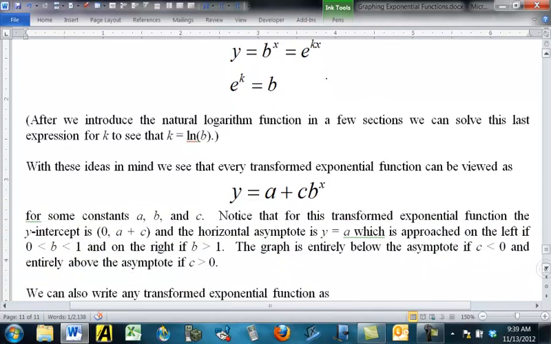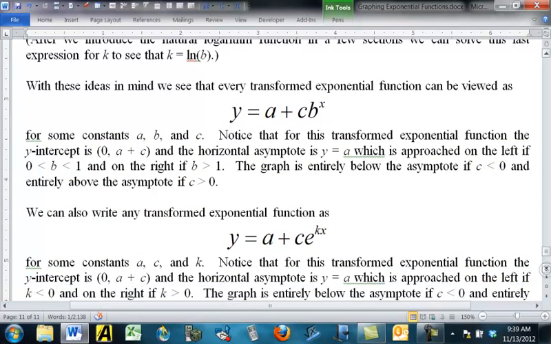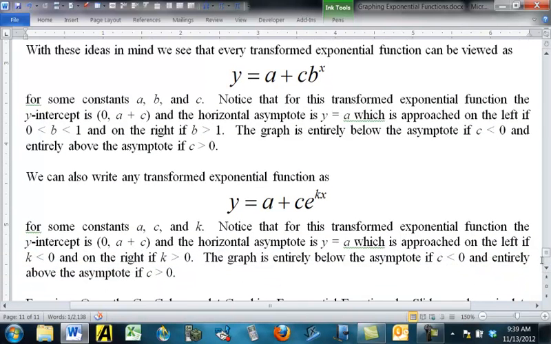Okay, now let's take some of these ideas and put them together. Well, it turns out that every transformed exponential function, we could write it this way: y equals a plus c times b to the x, where a, b, and c are constants. All exponential functions are just transformations of one of these things where we have different a's, b's, and c's. So pick an a, b, and c, and any transformation you could do to any exponential function will end up being one of those.